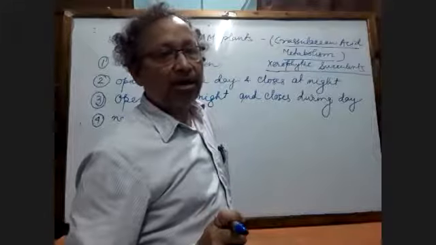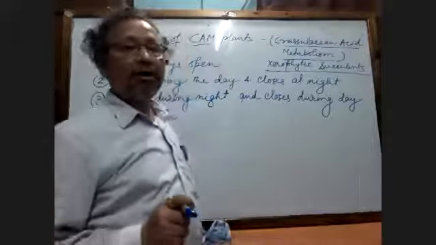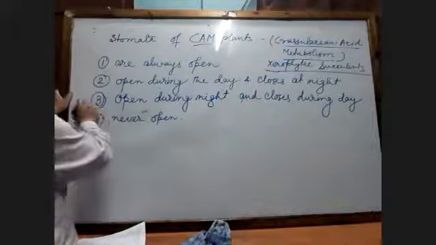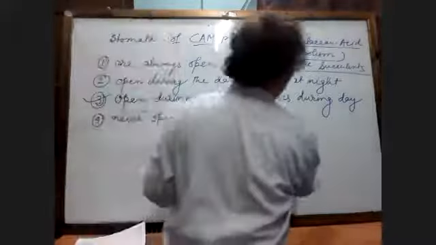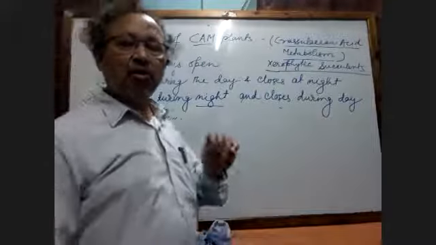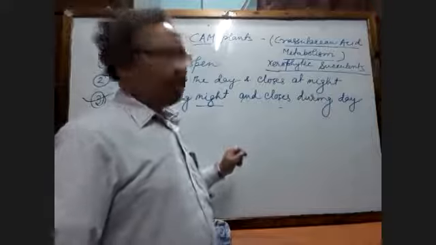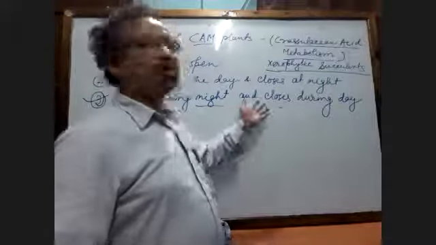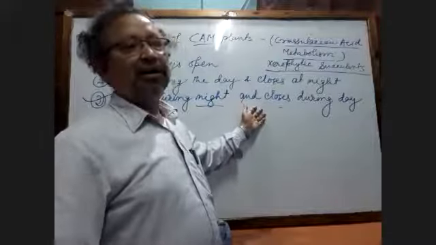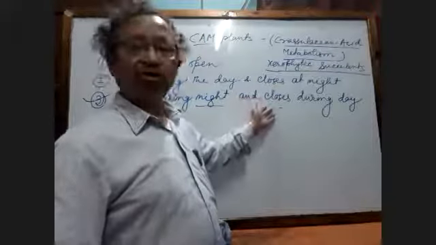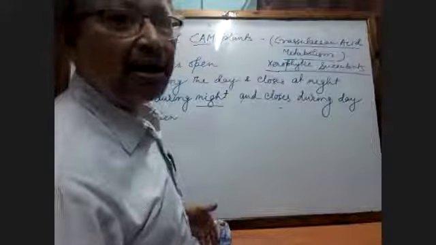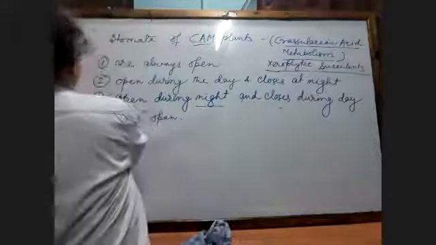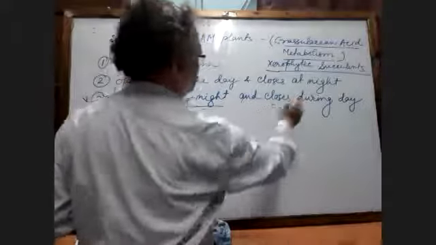If they open their stomata during the daytime, a lot of water will evaporate and the plant may die. That is why their stomata open during the night and close during the day. As they close them during the daytime, they save water loss. If they opened the stomata, water loss would occur. So they have adopted a different mode to save their life from desiccation, and the stomata open during the night and close during the daytime.